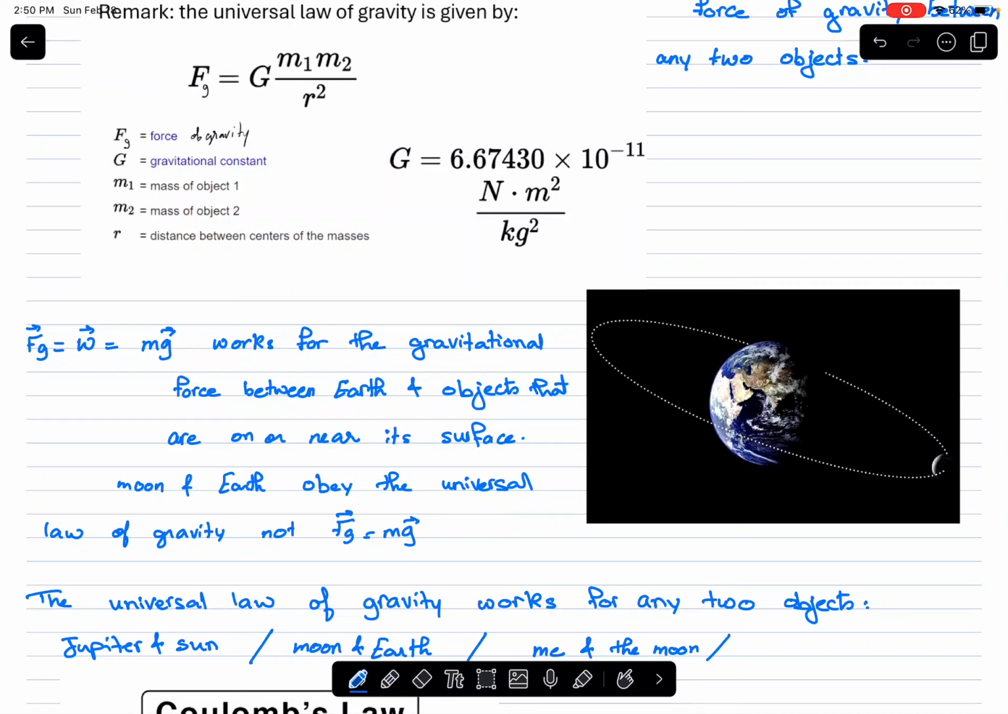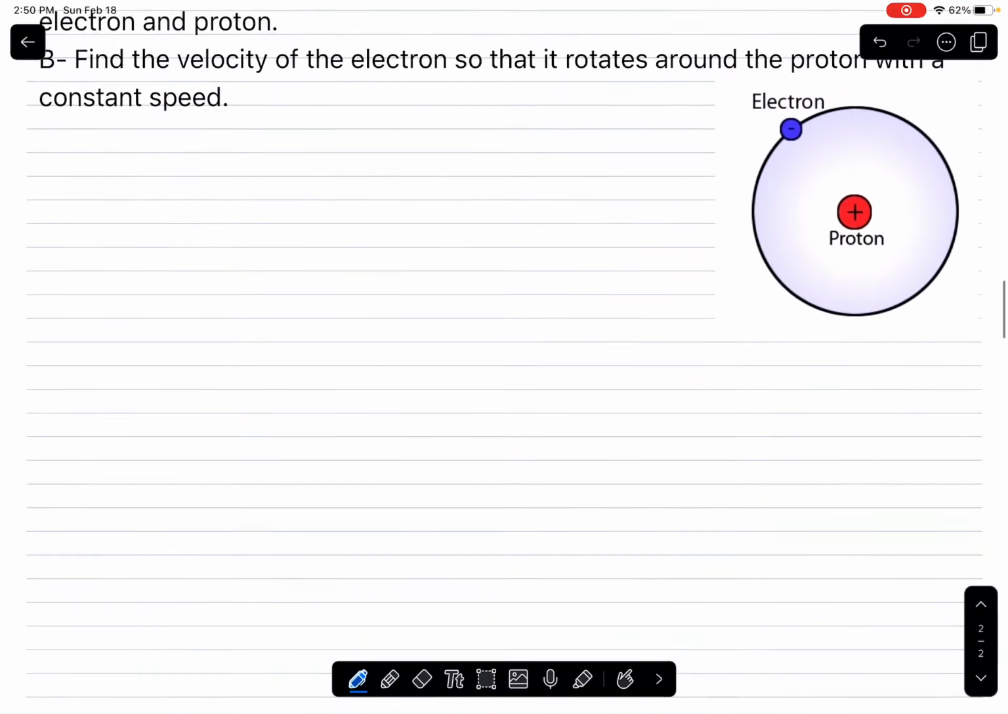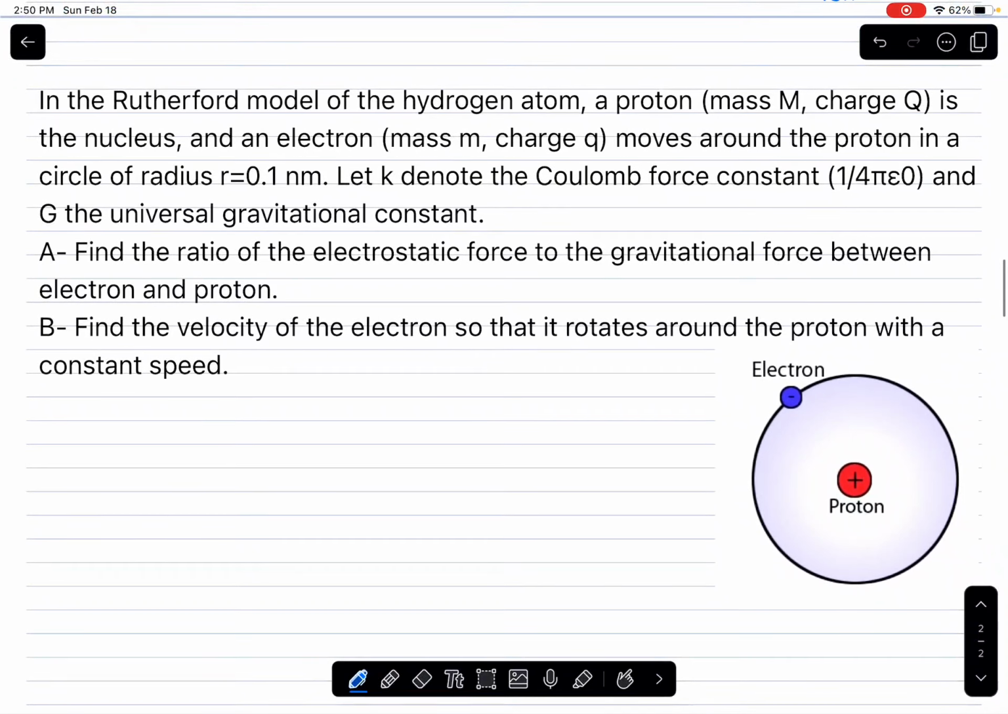And it can even be between an electron and a proton, but again, we expect that to be very small as well. And the question which we are trying to solve asks us to compare the electric force between the electron and proton in the Rutherford model to the gravitational force between the electron and the proton. And yes, I do expect then to have a very small gravitational force.